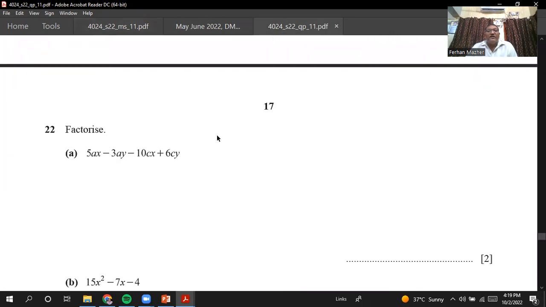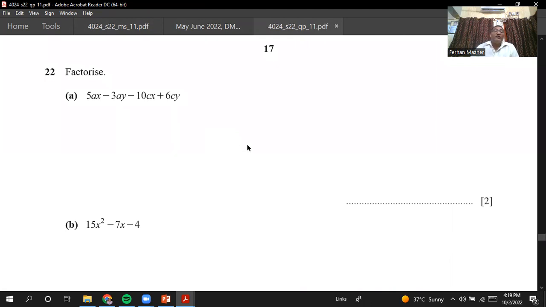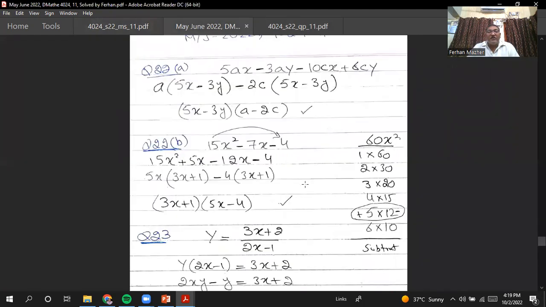Okay, so we are going to the next question. The next question is question number 22. He says, factorize. So in this factorization, 4 terms are given and you have to factorize. So from the first 2 terms, I will take something common. And then from the last 2 terms, I will take something common. And then a bracket will be taken as common and this will be completed.